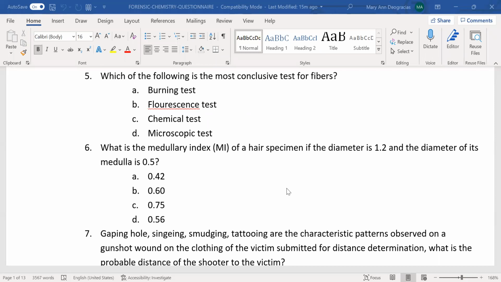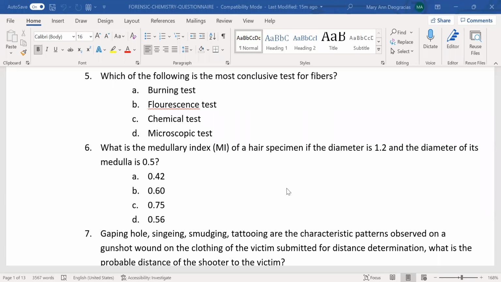And then the diameter of the whole hair is 1.2. All right, so 0.42, correct. So it's letter A, 0.416.